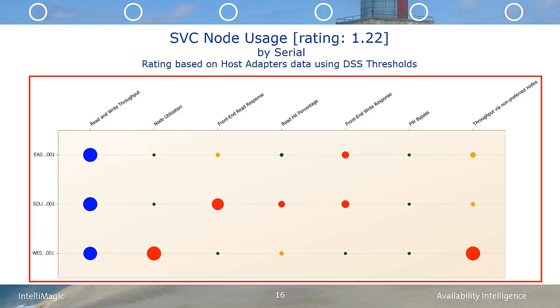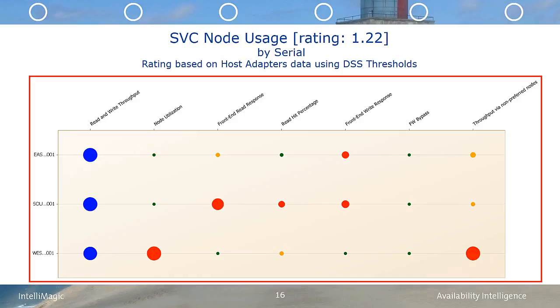Blue dots represent relative I/O busyness, green dots represent areas of low availability risk, and yellow dots represent some availability risk, while red indicates significant risk to availability due to performance constraints. As you can see, there are three different clusters: East_SVC_001, South_SVC_001, and West_SVC_001. For this exercise, we will focus on the issues with South_SVC_001.